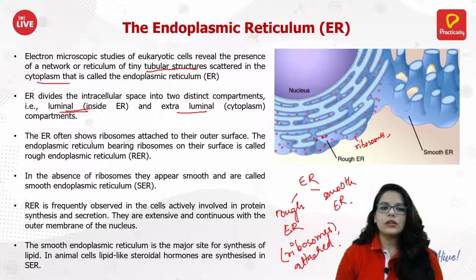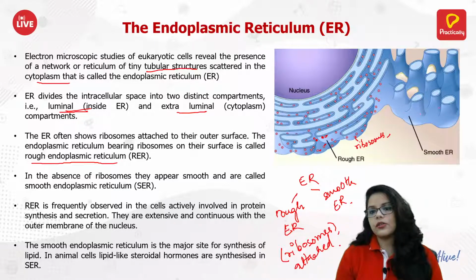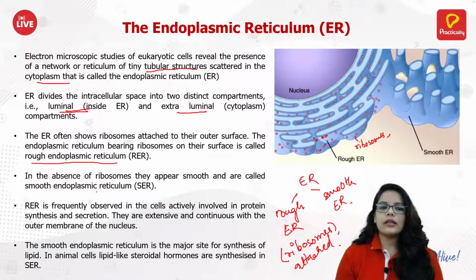Okay, so there are ribosomes attached to it. That's why they are known as rough endoplasmic reticulum. And when they are not there, see here, there are no ribosomes attached. So they are known as smooth endoplasmic reticulum.